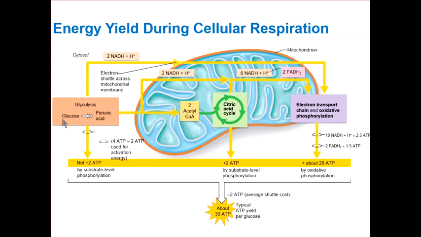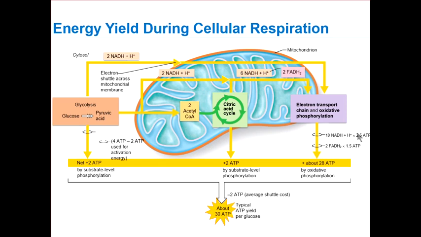So let's add it all up. Through glycolysis, we net 2 ATP. In the citric acid cycle and aerobic respiration, we net 2 more ATP. Then all of these coenzymes that are entering our electron transport chain through oxidative phosphorylation, we net quite a bit, 28 ATP. We get 10 of these coenzymes times 2.5 per NADH.